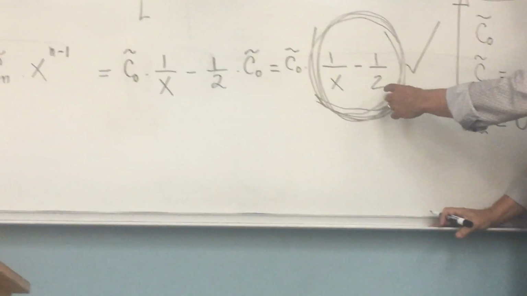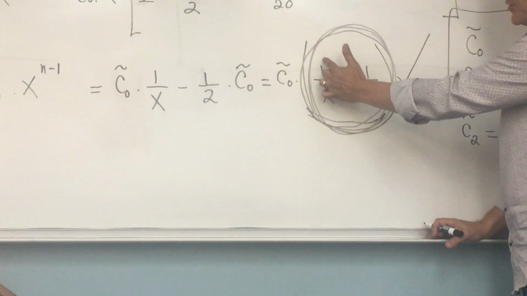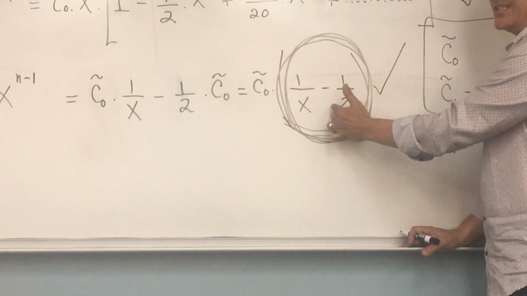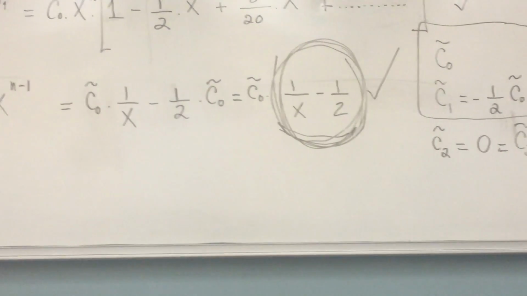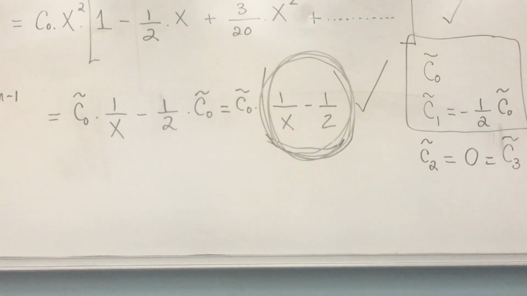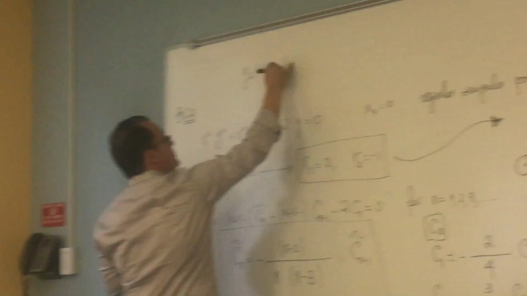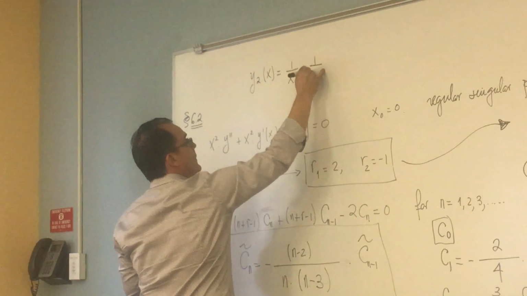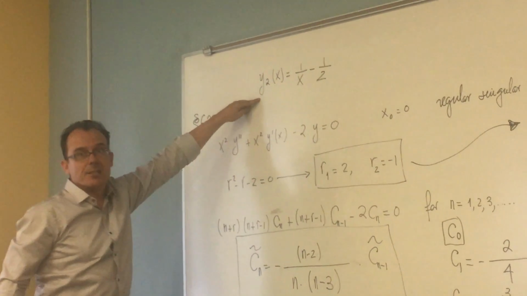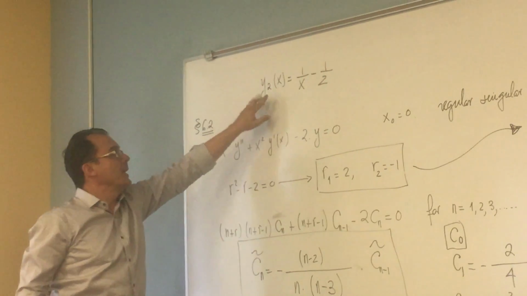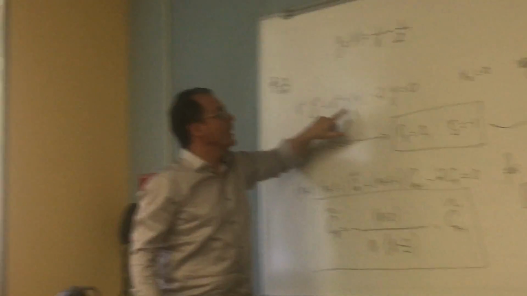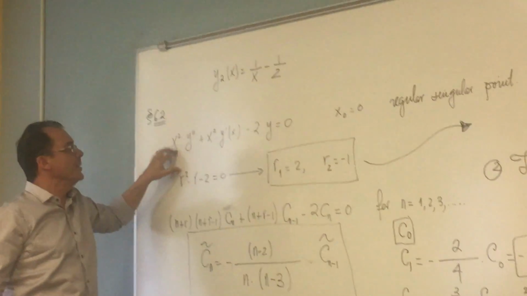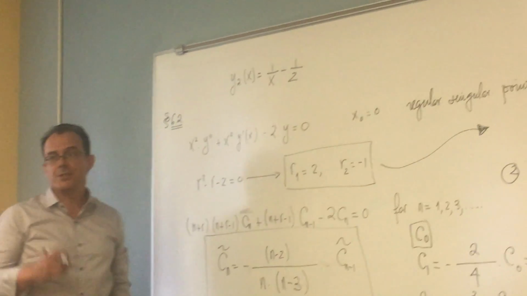So what this is telling us is that this function, as a simple function, 1 over x minus 1/2, is a solution to the original. And it is, you can check. Make the constant C0 tilde 1, and you can check that this is a solution of this. Plug this here for y, y2. Take a derivative and plug it here. Take another derivative and plug it here, and you will see that the left-hand side works out to be 0.